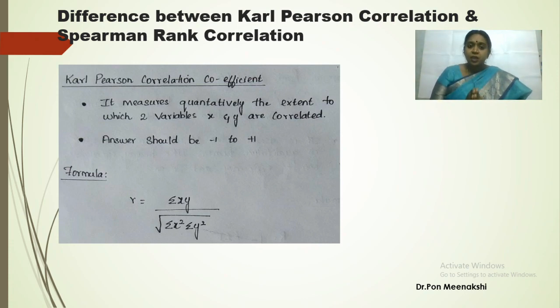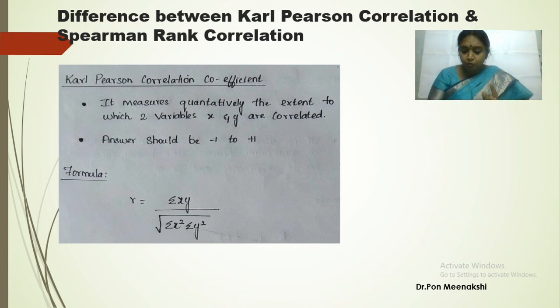Now let's see Karl Pearson correlation. It is used for quantitative variables, the extent to which two variables x and y are correlated. The formula in a simple way: r is equal to sigma xy divided by root of sigma x squared into sigma y squared.